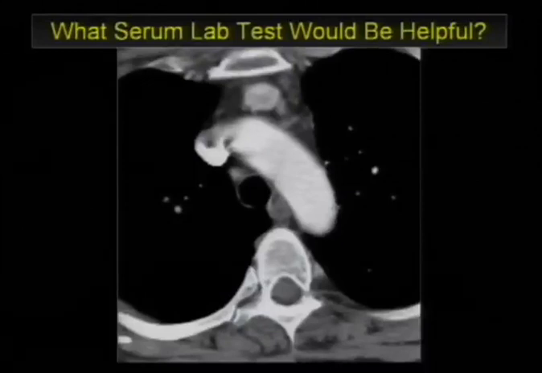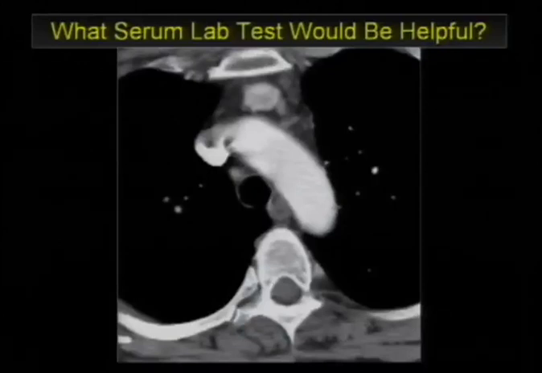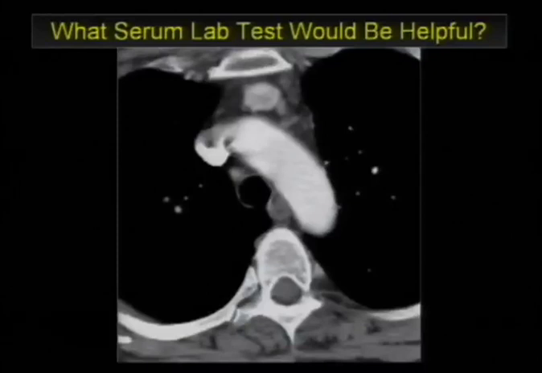So, what serum lab tests? And these are all leading questions. What serum lab test would be helpful? This is a rare diagnosis, a rare location for this diagnosis, but one serum lab test would be useful for making the diagnosis. Anybody have any idea what this is? It's pathognomonic if you've seen it before, but probably quite a few of you have never seen it before.